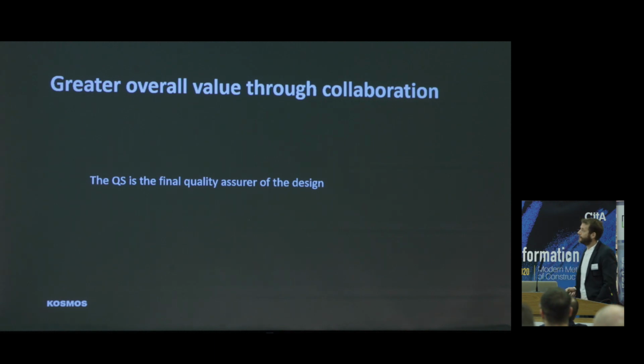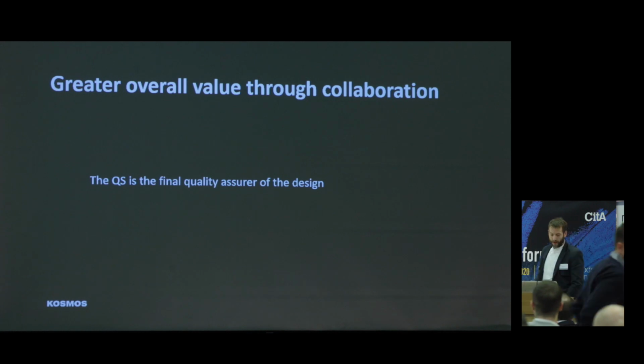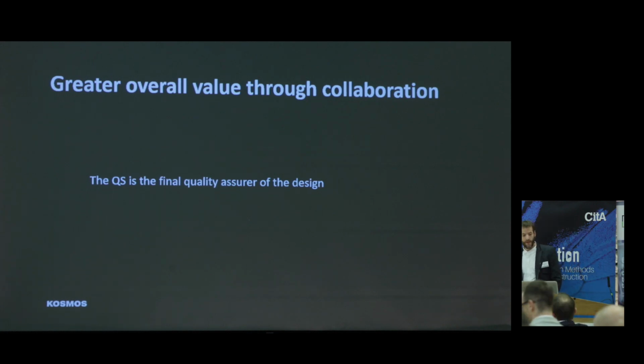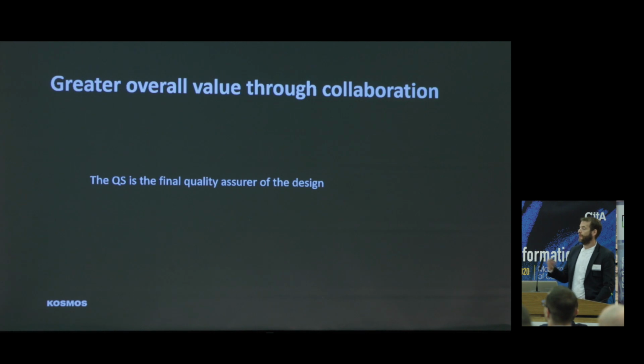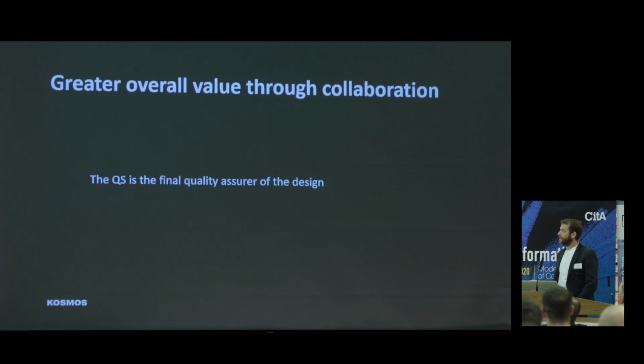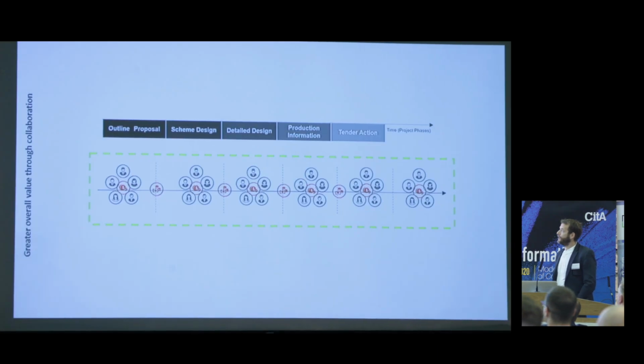The QS is the final quality assurer of design. When we create the bill of quantities before it goes to market, the QS is the first entity that looks at the design that is not design purpose. They look at it and they create something from that before it goes to market, before the contractors and the suppliers and so on dig into the design. So it's vital that the QS has an integrated role in the design process, so that they are creating the models with them to create their value at the end.